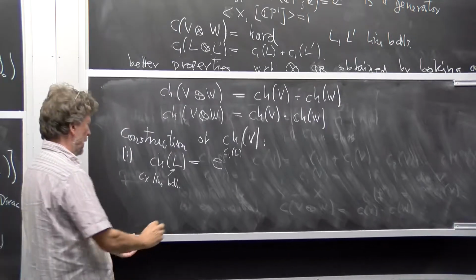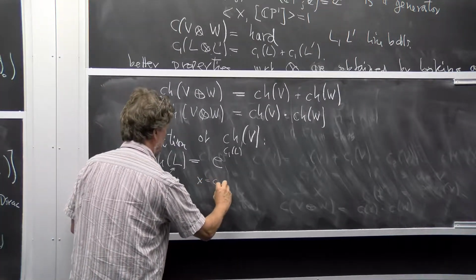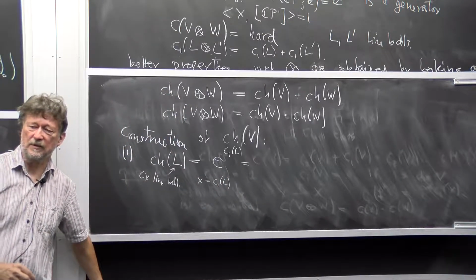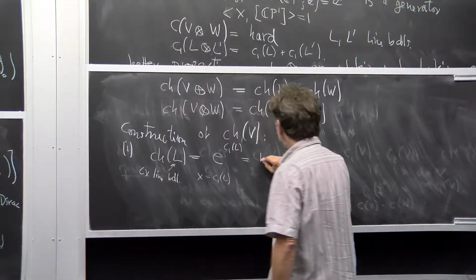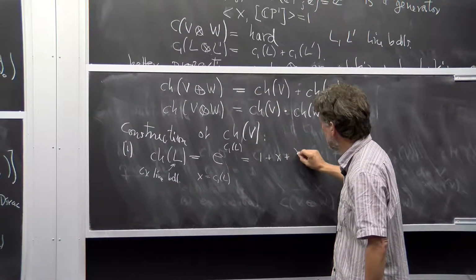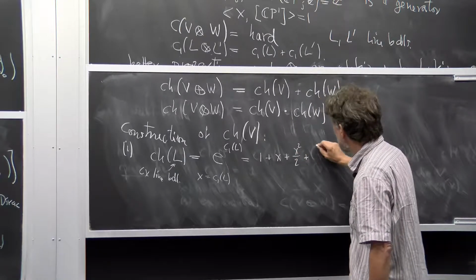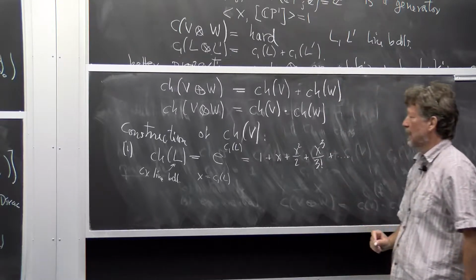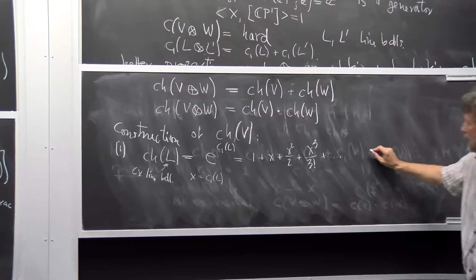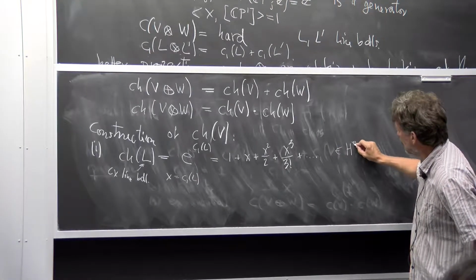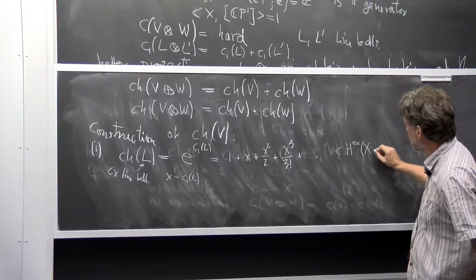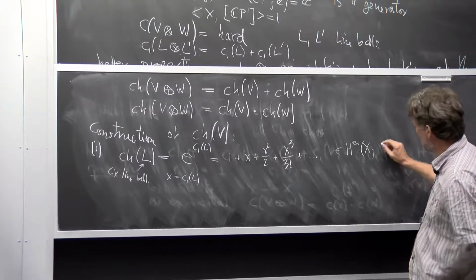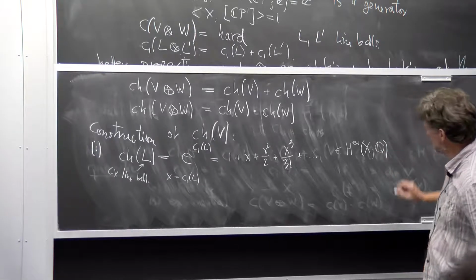What does that mean? Well, again, let me write x for the first Chern class of L. Then you're supposed to just write down the standard Taylor series for the exponential function. So you want 1 plus x plus x squared over 2 plus x to the 3 divided by 3 factorial, and so forth. So where does this thing live? Well, it lives in the even cohomology of whatever your base space is. But you notice that you introduce denominators, so you are forced to take rational cohomology.